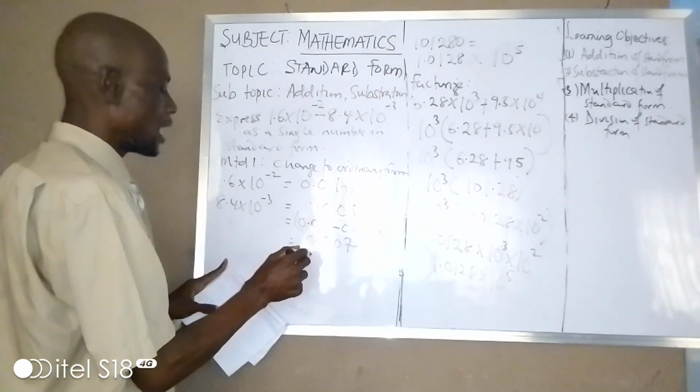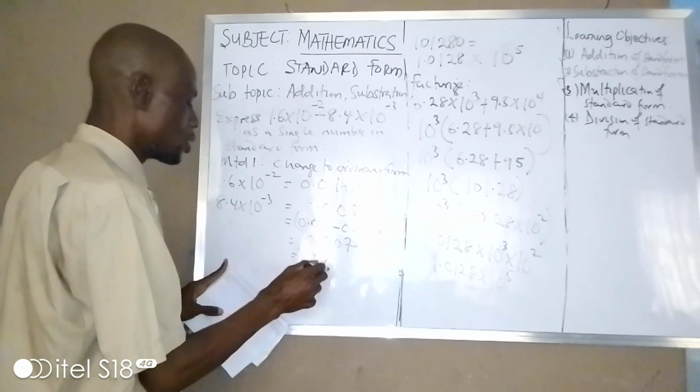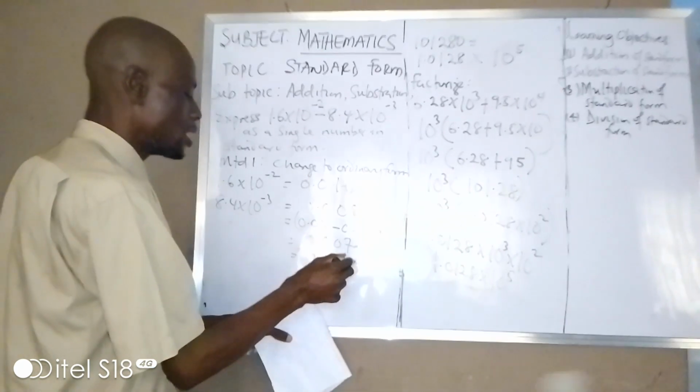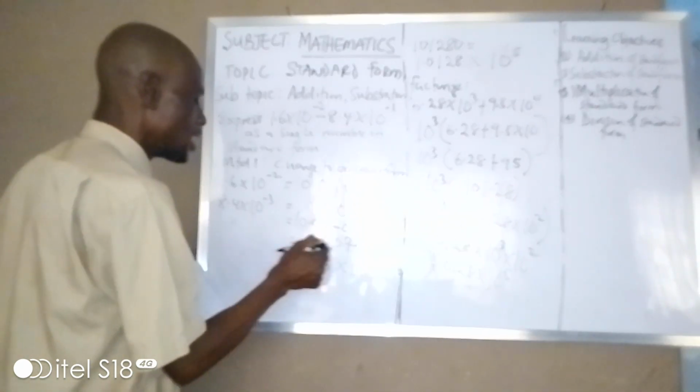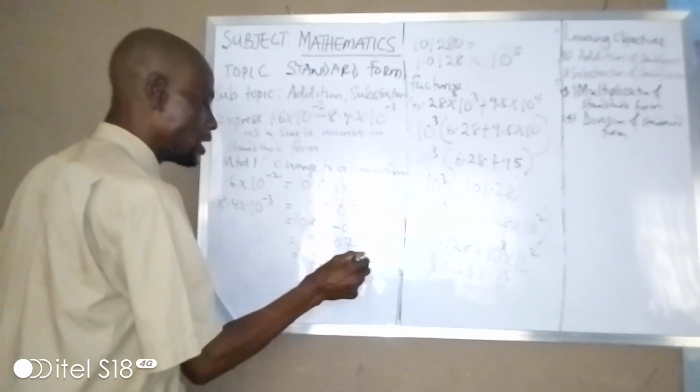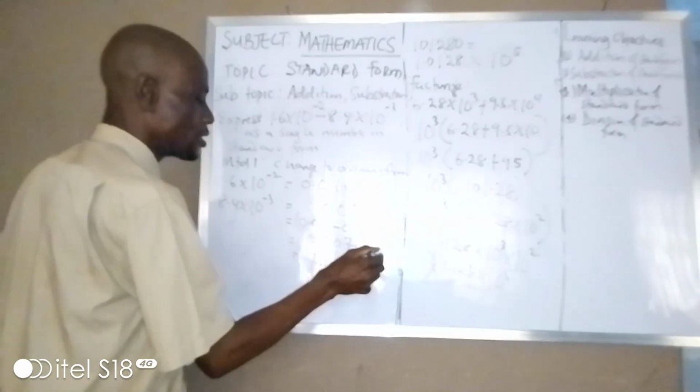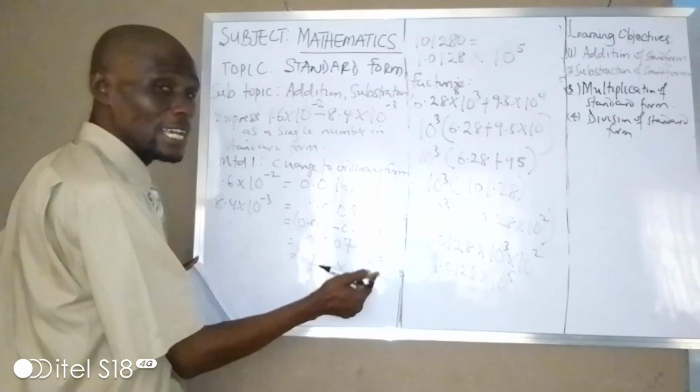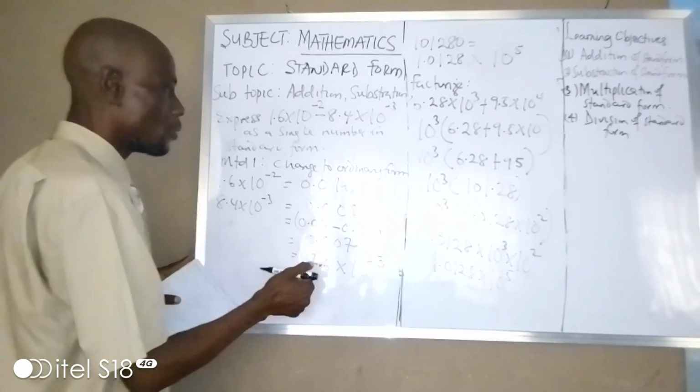You can now change this one to standard form. This one will now be 7.6, which is our a, times 10 to the power minus 3, because you have 3 zeros before your number. So our n here is minus 3 and our a here is 7.6.